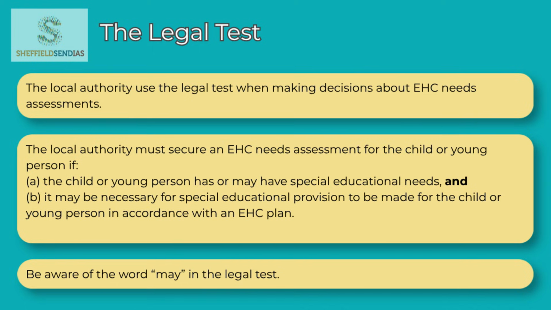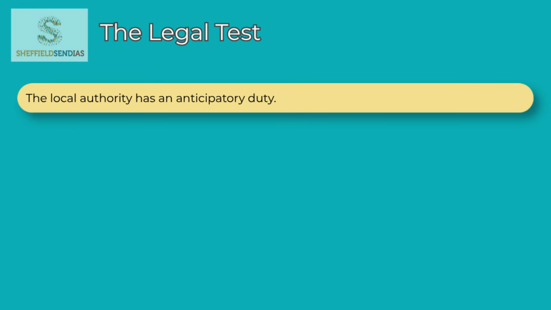The bar or threshold to meet this test is very low. The legal test for a needs assessment is not whether the child or young person definitely has SEN or that they definitely need an EHCP. It's whether they may need special educational provision through an EHCP. The local authority has an anticipatory duty. This means that they should not be looking at what is in place now, but what may need to be in place to support that child or young person in the future.